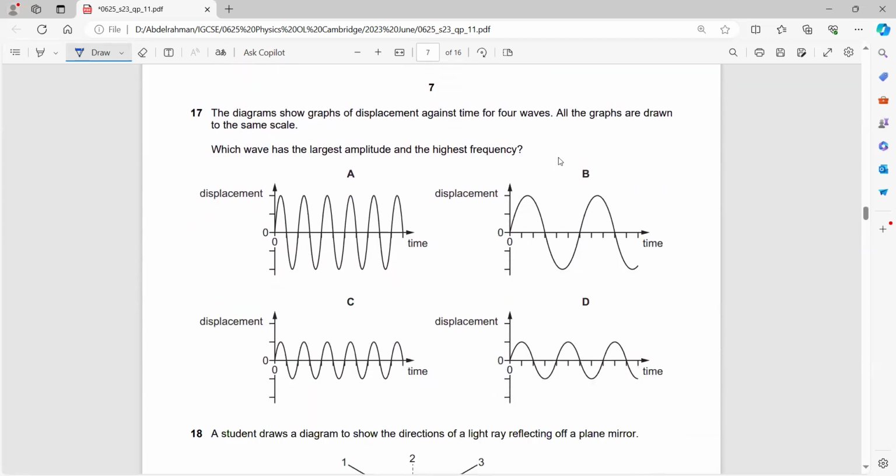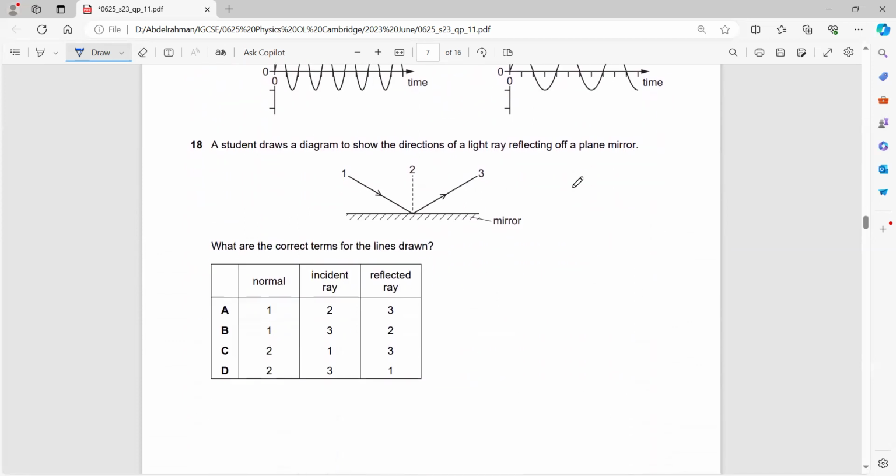Which wave has the largest amplitude and the highest frequency? Largest amplitude is the maximum distance from the mean position, and the highest frequency. So basically A, this is an easy answer. A really easy question. A student draws a diagram to show the directions of light reflecting off a plane mirror. Which are the correct terms for the lines? 2 is the normal, okay? 1 is the incident, and 3 is the reflected.